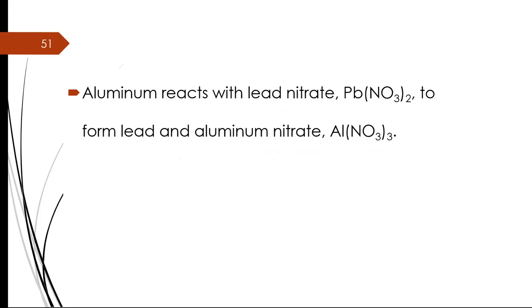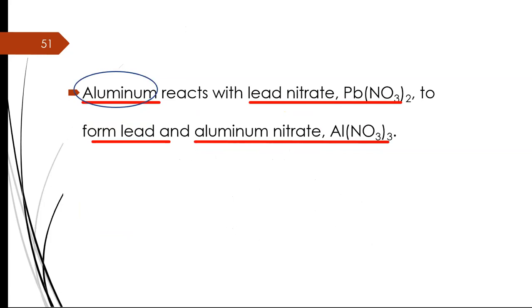So, aluminum reacts with lead nitrate to form lead and aluminum nitrate. That means that we have aluminum, which is an element. We have lead nitrate and lead, as well as aluminum nitrate. So aluminum and lead are both different substances, as well as our aluminum nitrate and our lead nitrate. So, sorry, for some reason I didn't put a circle around that one. So those are our chemicals that we have going on there.